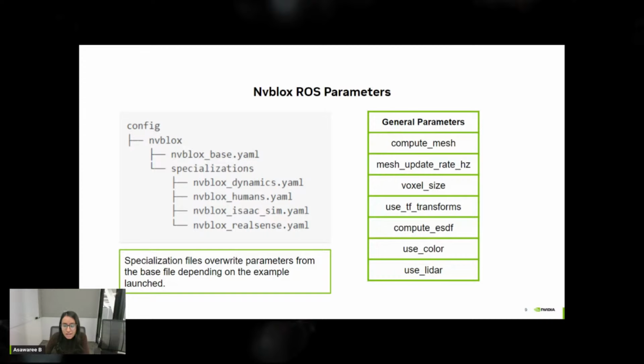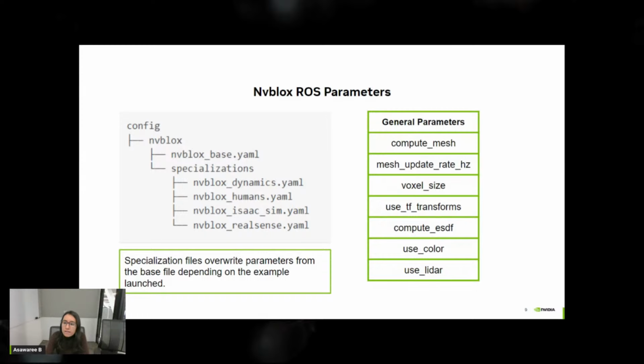And this is how it works. The base parameters for all examples are set in a file called the nvblox base.yaml file. And then on top of that, you have multiple specialization files that override the parameters from the base file based on the example that's launched. So for example, if you have a RealSense camera and you've launched the reconstruction example using RealSense, then that would first set parameters through the nvblox realsense.yaml file, on top of the base file. So you can override parameters there based on your use case.